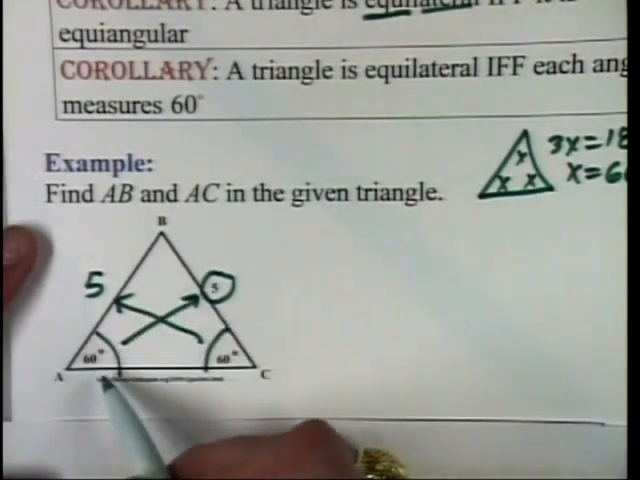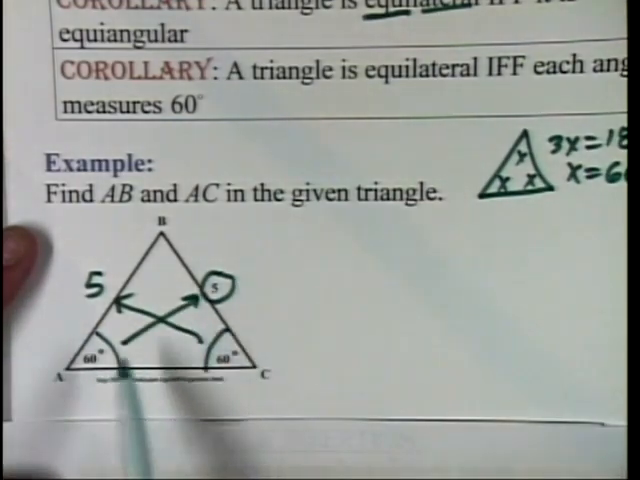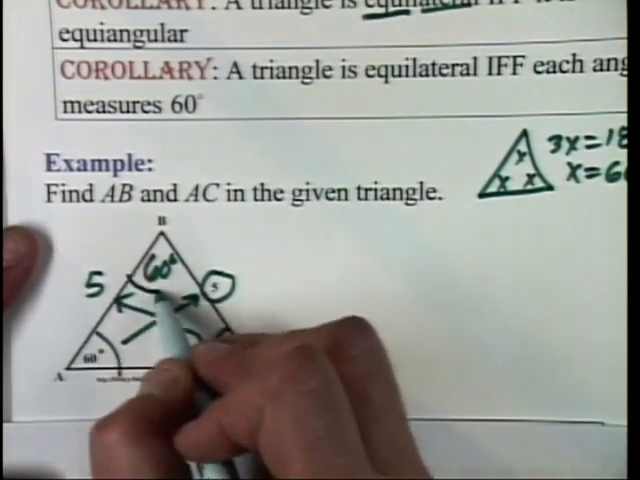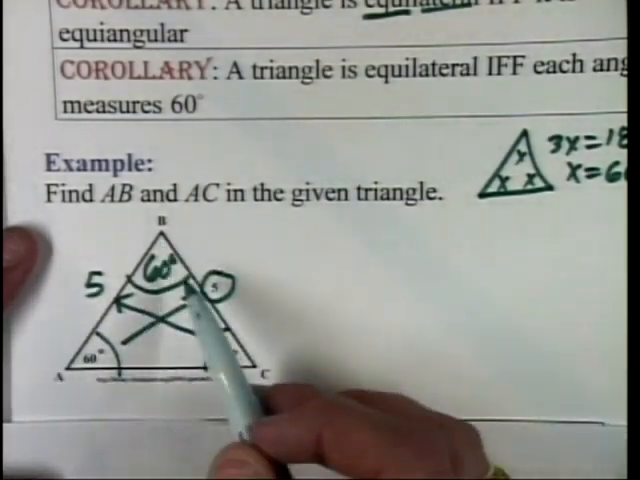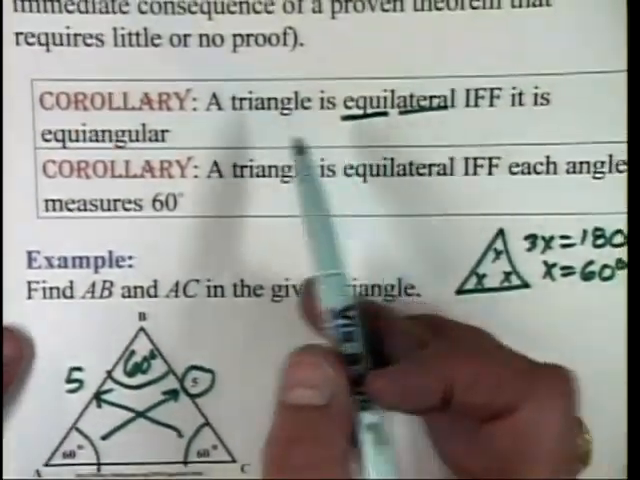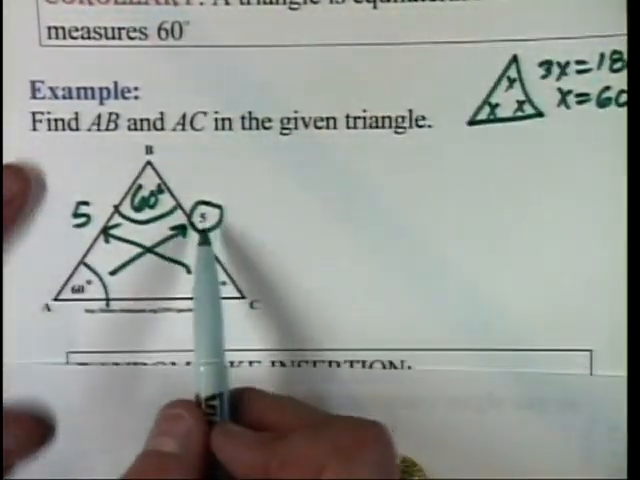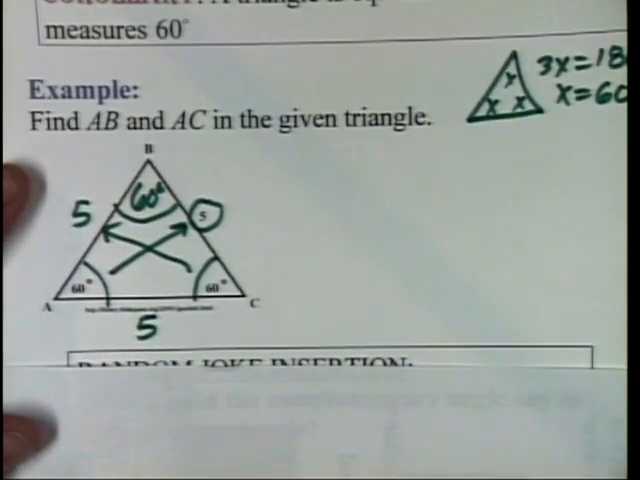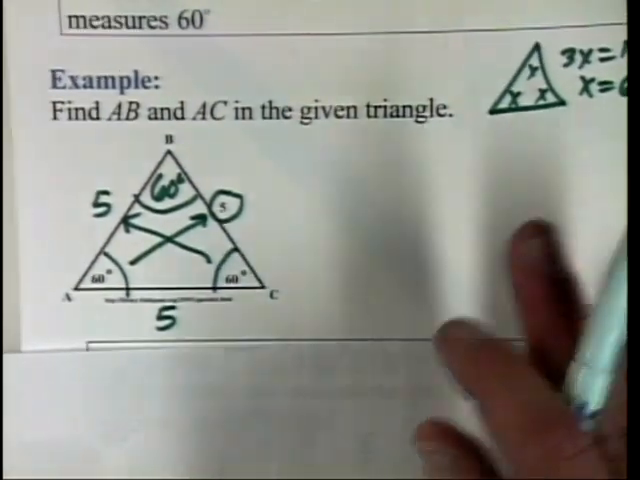Well, we know also that the sum of the interior angles of any triangle has to equal 180. If these two are both 60, they add to 120, which leaves only 60 degrees left for the other angle. So 60, 60, 60, this must be an equiangular triangle, which means by the corollary, it must also be an equilateral. So all the sides are the same length. So 5 is the leg, 5 is the leg, and 5 is also the base. So this is an isosceles triangle that is also an equilateral triangle.